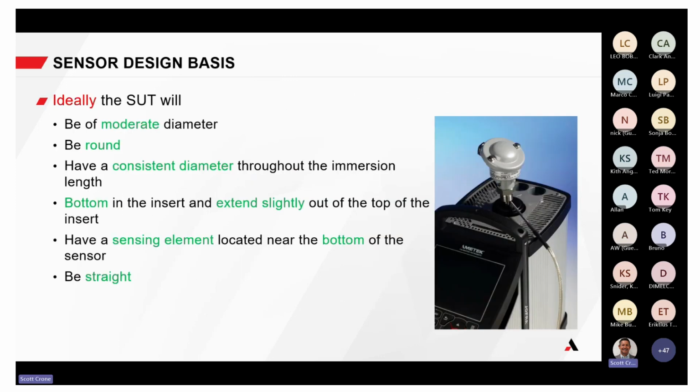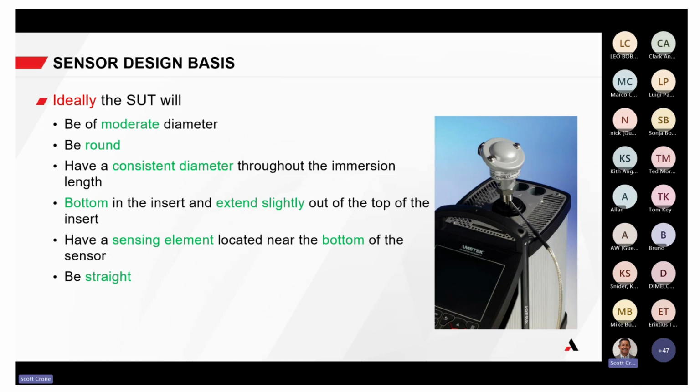So what are we looking at to calibrate in there? The ideal sensor under test is going to be of moderate diameter. It's going to be round. It has a consistent diameter through the immersion length. So we want it to be the same diameter from top to bottom, if at all possible. Now we can address some special designs, and I'll talk about those a little later on. But ideally, you want it to be the same diameter, especially in the immersion area.